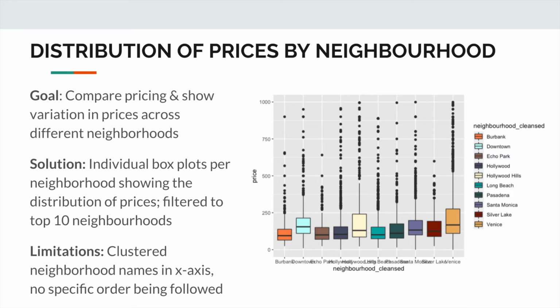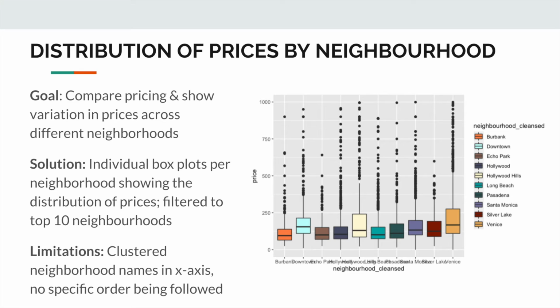This gives potential hosts an idea of the pricing range they can charge for their listings and determine if certain neighborhoods have more variation in prices. That is why a box plot was our plotting tool of choice. We filtered for 10 neighborhoods with the highest demand to avoid overplotting and visual clutter.